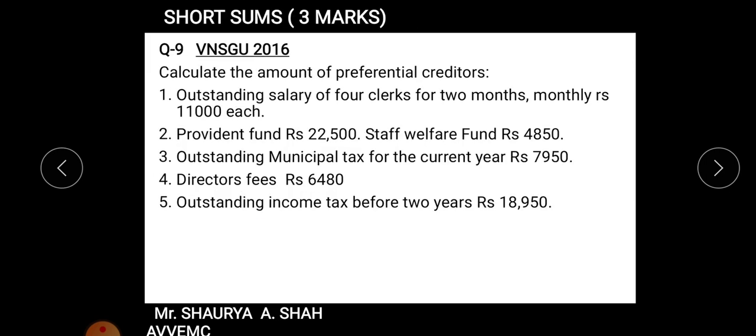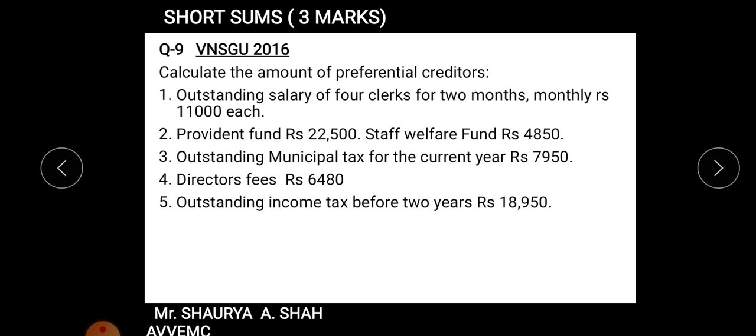Fine. Moving on. This sum I gave you in the last lecture was of VNSU 2016. I suppose every student must have solved this sum and you are ready with the solution. Assumptions may prove to be wrong, but I suppose you believe in proving the assumptions right. So what is the sum about, students? It was to calculate the amount of preferential creditors.